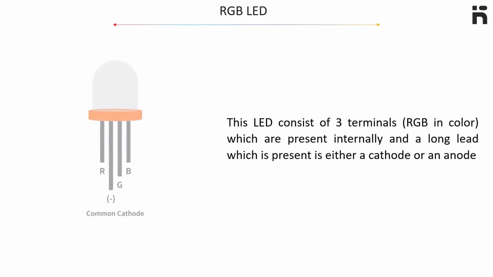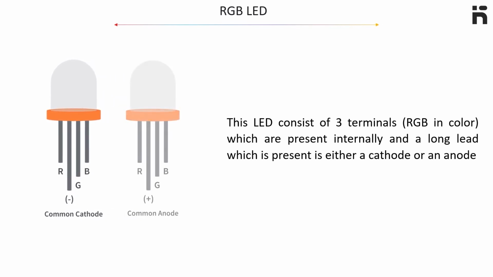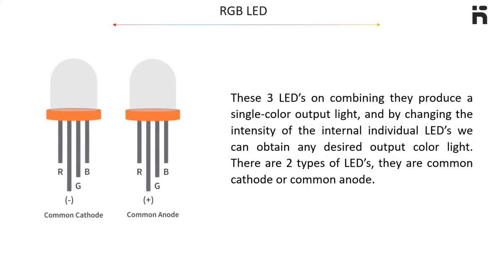This LED consists of three terminals, red, green, blue in color, which are present internally, and a long lead which is either a cathode or an anode. These three LEDs, on combining, produce a single color output light, and by changing the intensity of the internal individual LEDs, we can obtain any desired output color light too. There are two types of LEDs. They are common cathode or common anode.